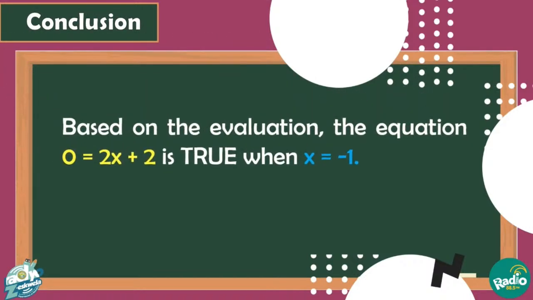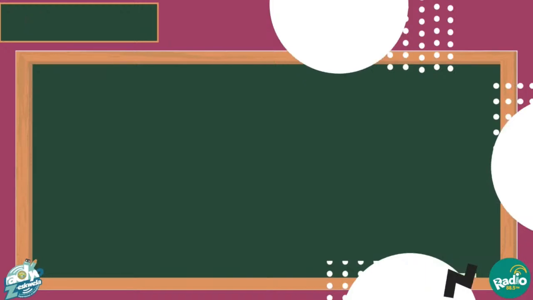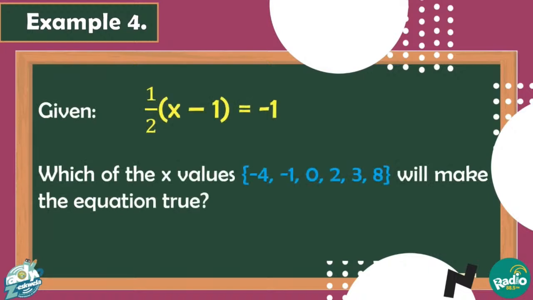Based on the evaluation we had, the equation 0 is equal to 2x plus 2 is true when x is equal to negative 1. Let's further understand the concept of mathematical equation. Let's answer this example. 1/2 times the quantity x minus 1 is equal to negative 1. Which of the x values negative 4, negative 1, 0, 2, 3, 8 will make the equation true?